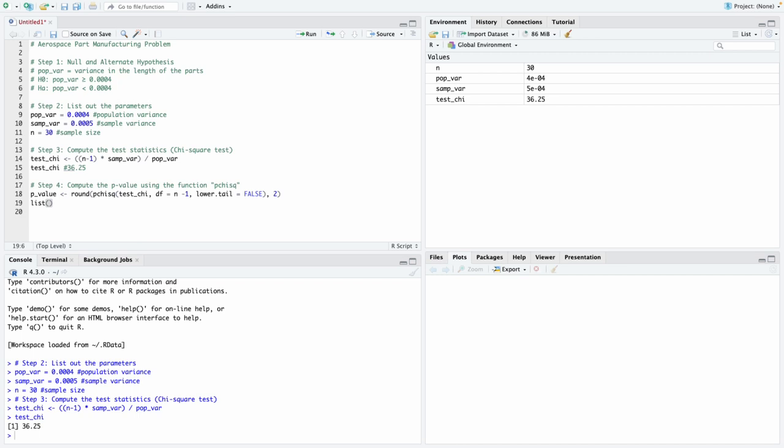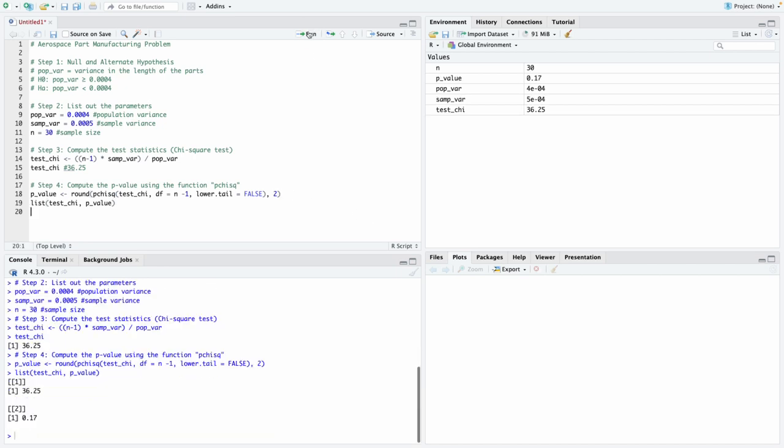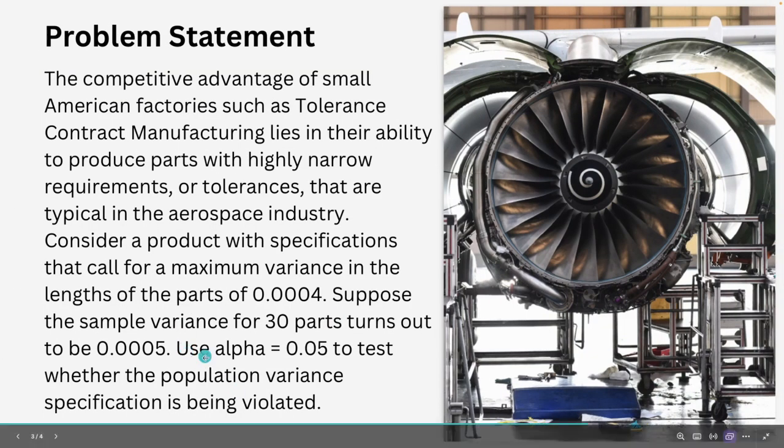All right, so let's run this. Now you can see our test statistic is here. Our p-value is 0.17. And if you remember from the question, we're given alpha as 0.05.